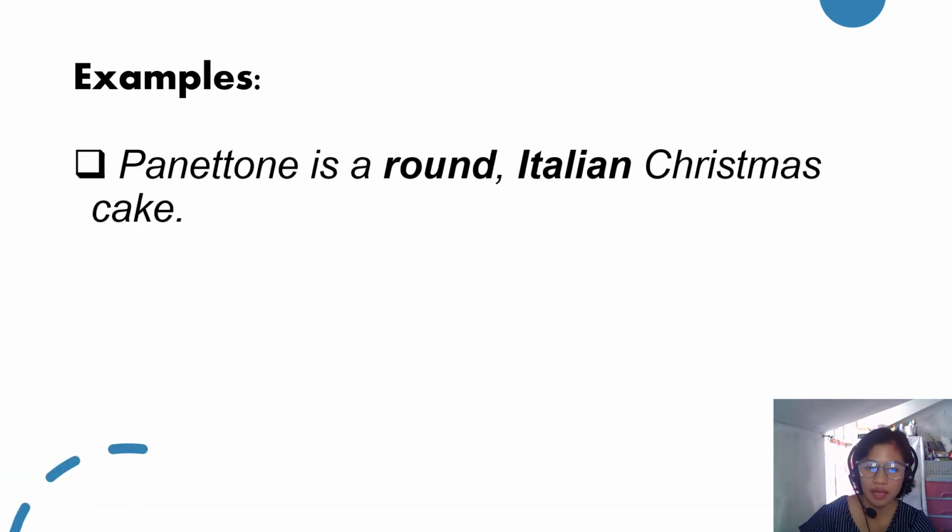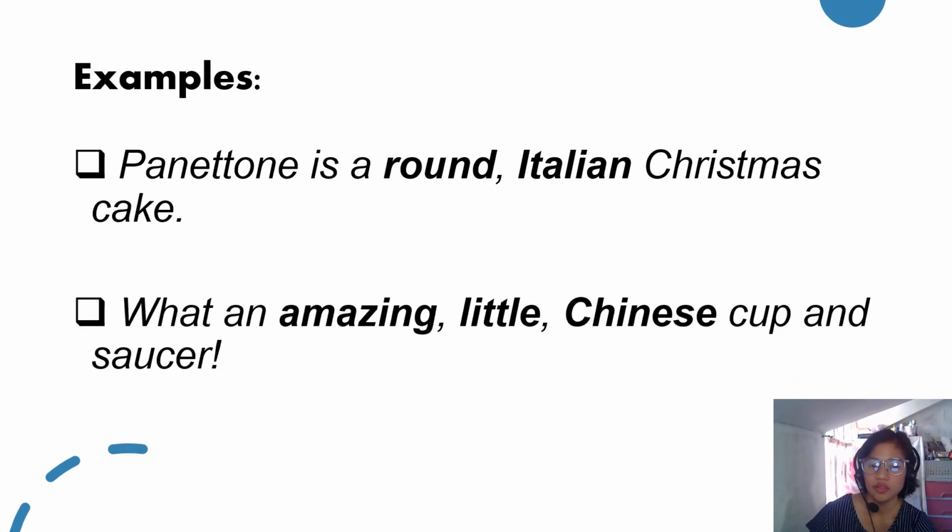I have here an example. Panettone is a round Italian Christmas cake. Okay? Round and Italian. The Christmas cake is being described, the panettone is being described as round and Italian. Okay? Next, what an amazing little Chinese cup and saucer. Amazing, an opinion. Little, the size, and Chinese, the origin. Cup and saucer. Okay? So, it must be in its order.